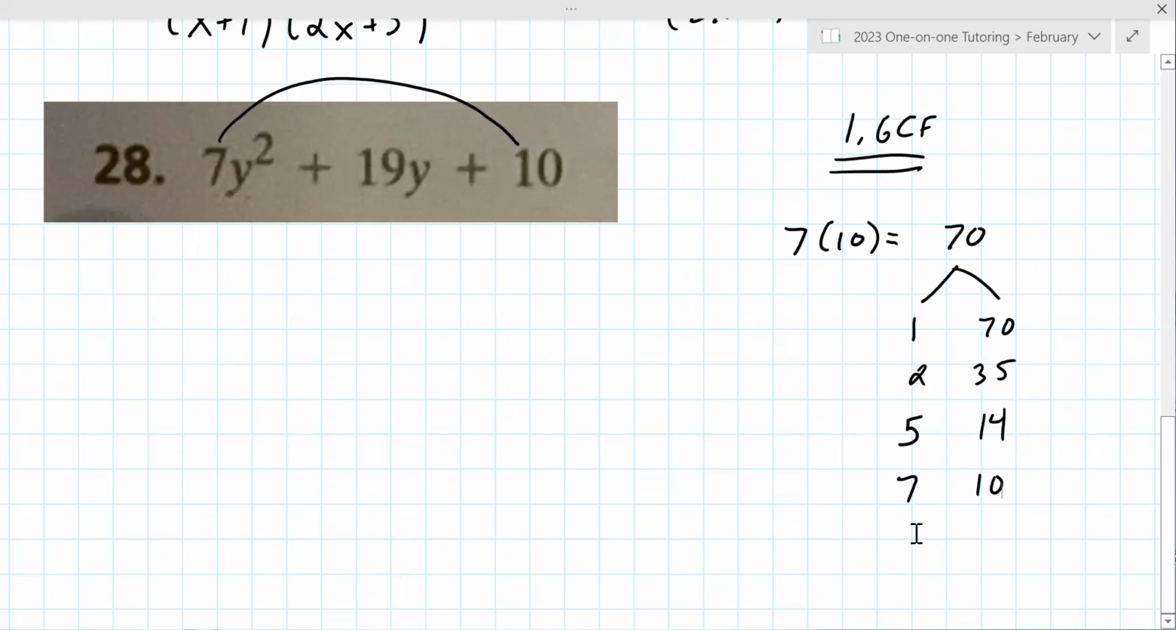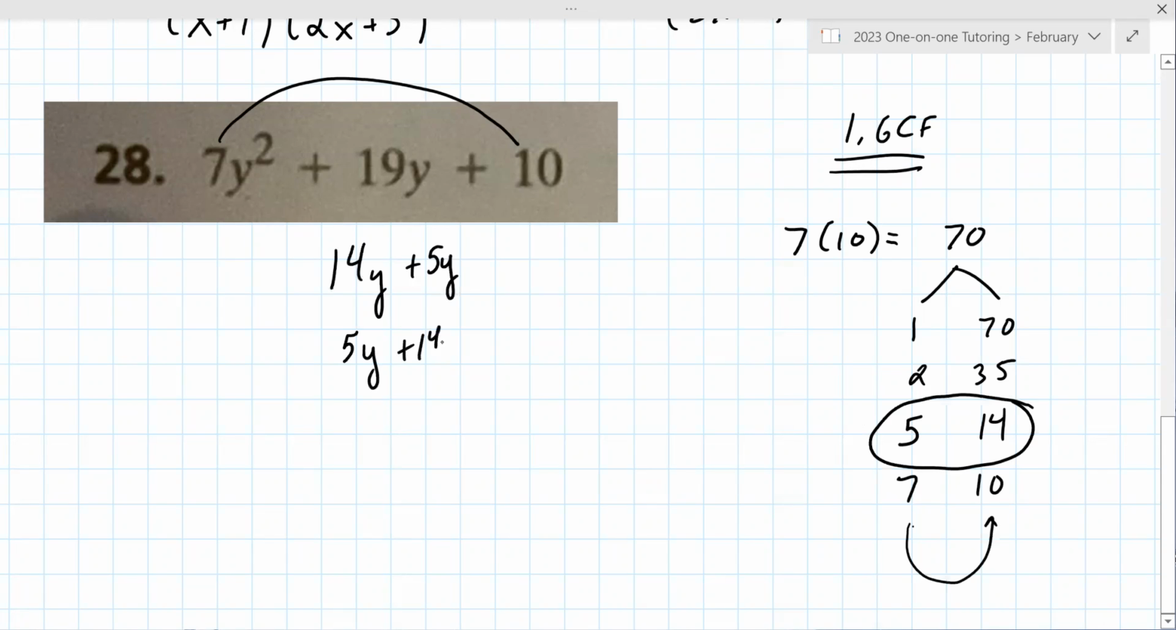Like if you go to 8, you find that 8 doesn't work, 9 doesn't work. You stop when you wrap around to the other side. Basically you eventually hit a number on the other side there. But you probably noticed that these add up to 19. Now, which would be better, to go 14y plus 5y or 5y plus 14y in your opinion?